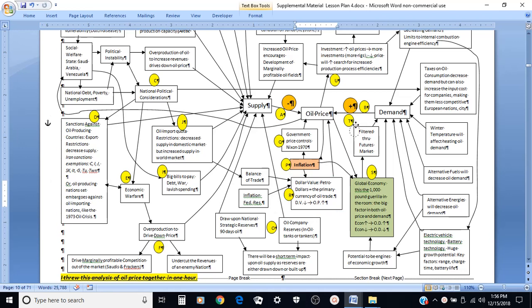Filtered through futures markets, all these factors can be filtered through there. They can, depending upon what factors they take into account. That depends upon the individual traders.